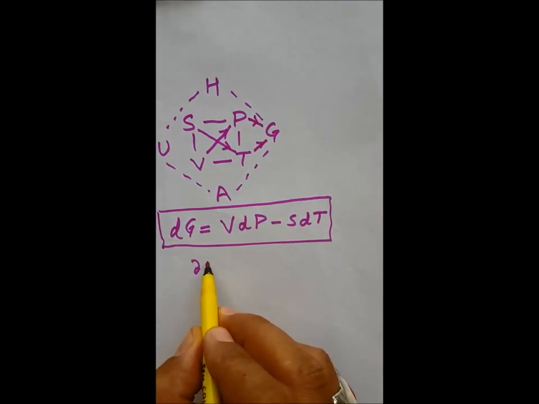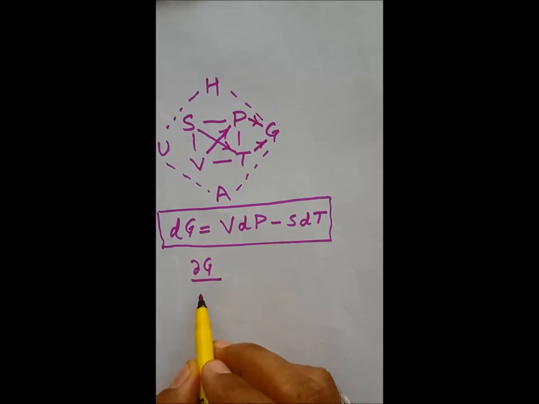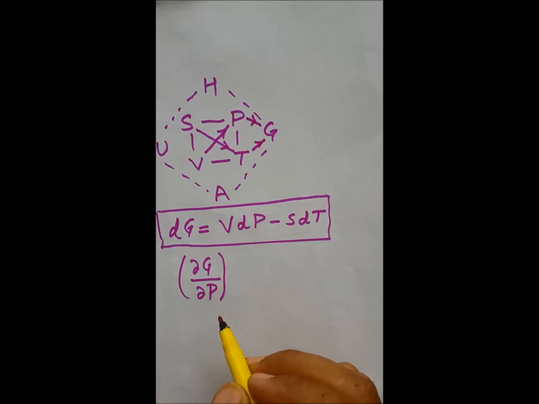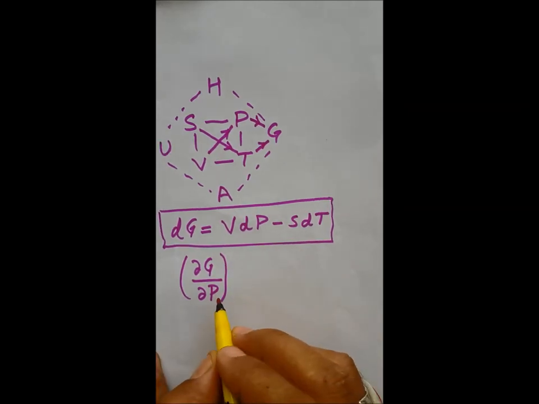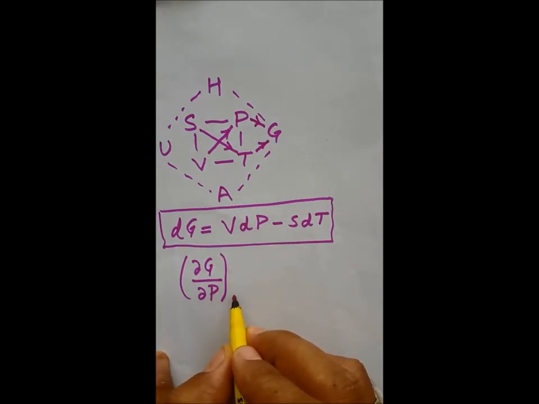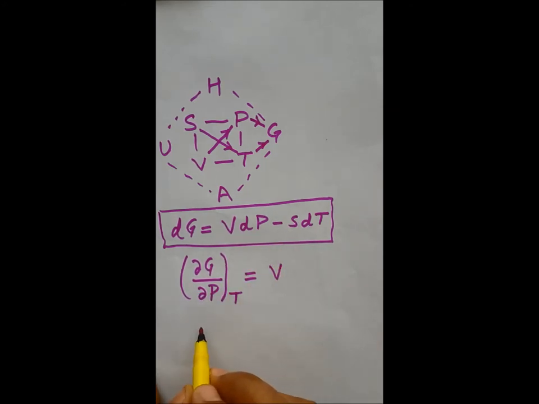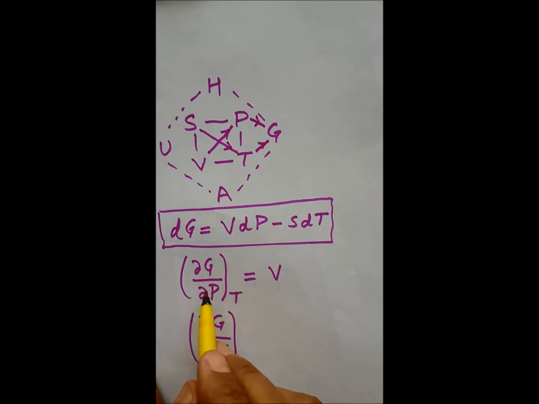Now dou G by dou P at constant T is equal to V, and dou G by dou T, differentiation with respect to T at constant P, is equal to minus S.